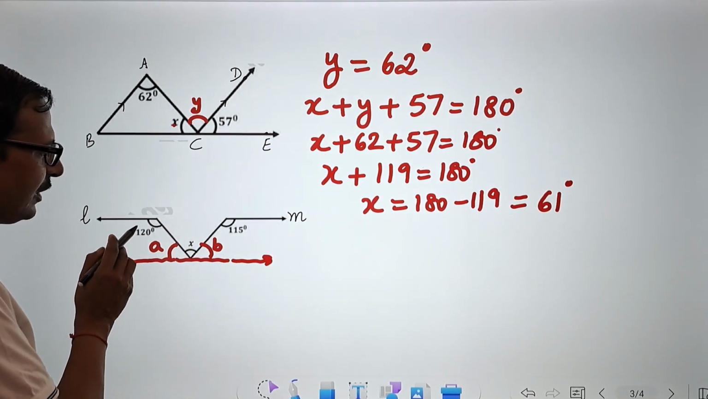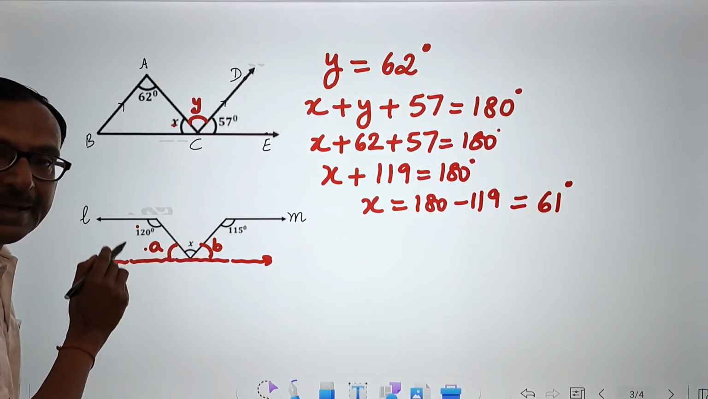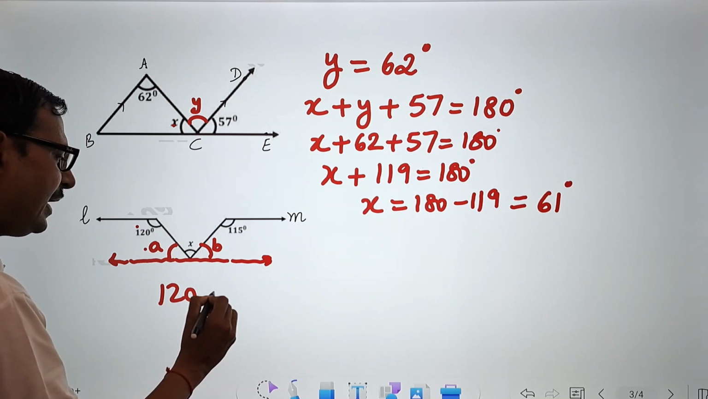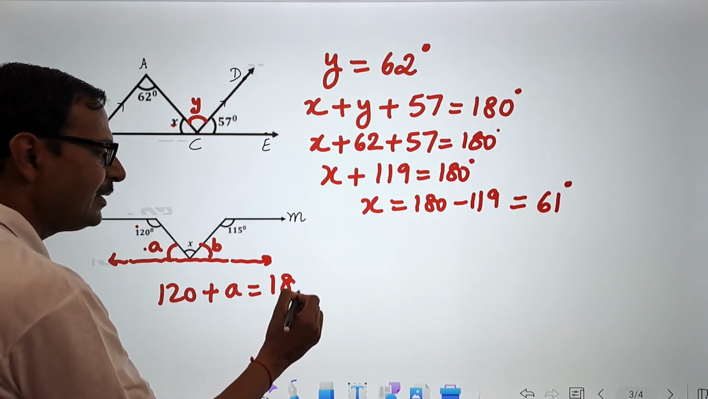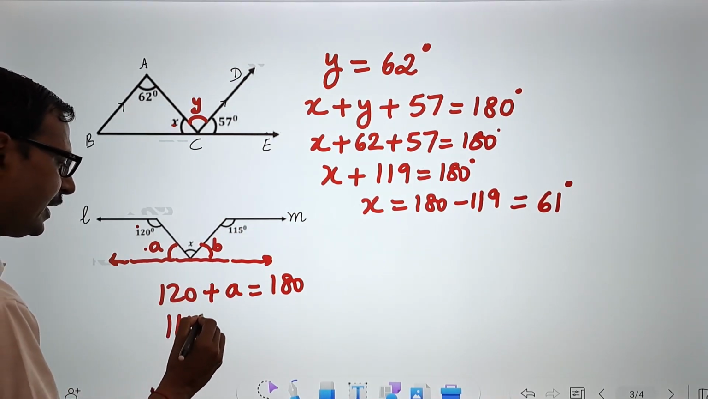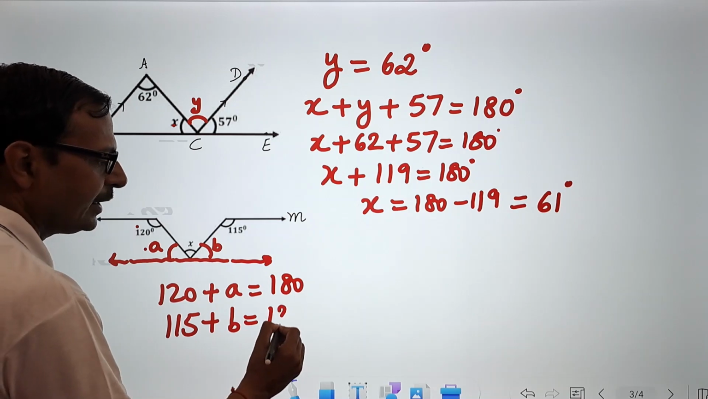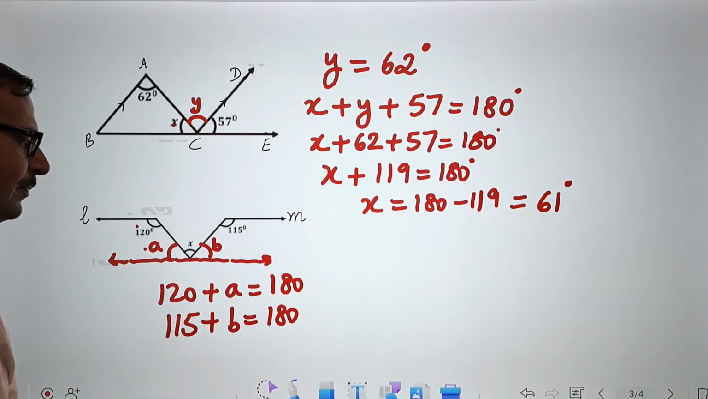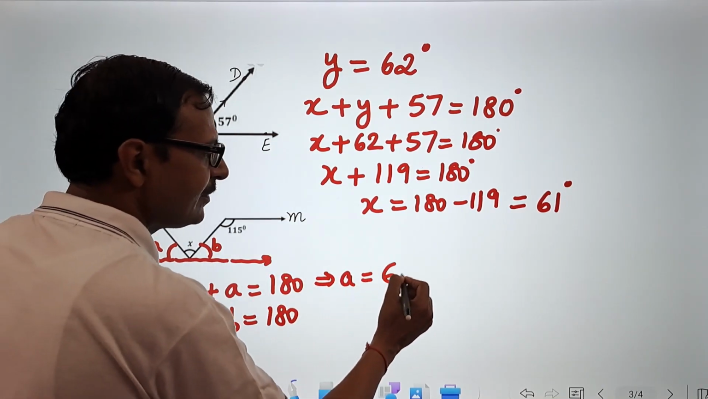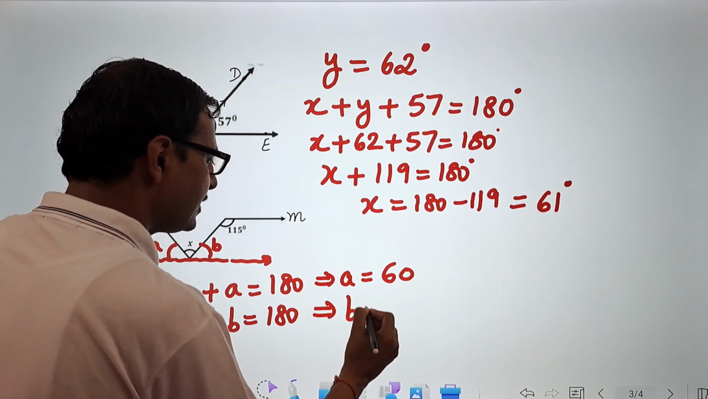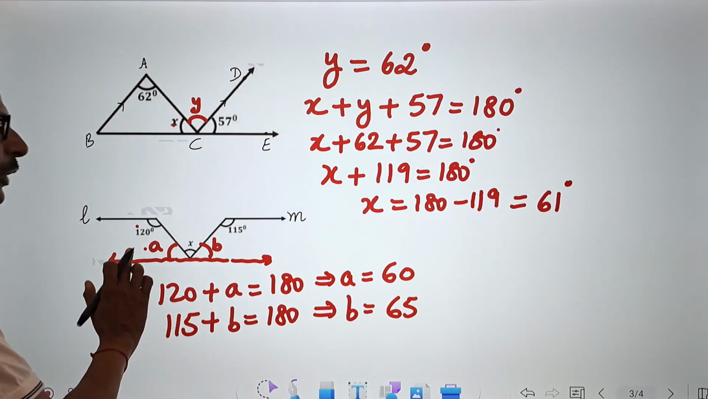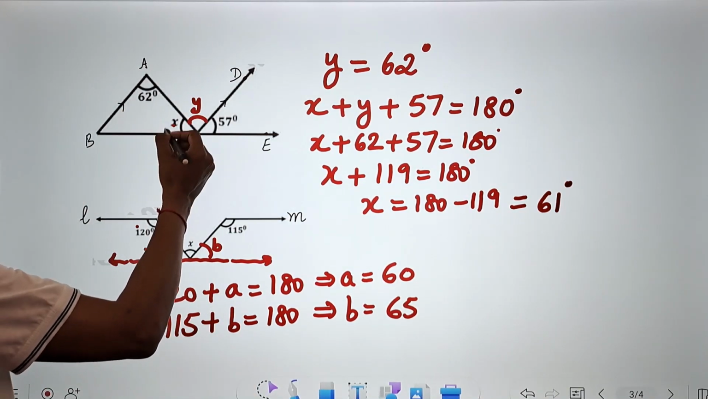So what is the relationship between 120 and A? They are co-interior angles, angles on the same side of the transversal. So 120 and A will add up to 180, and likewise on the other side 115 and B are also going to add up to 180 because they are also co-interior angles. So from here you get A is 180 minus 120, which is 60, and B is 180 minus 115, which is 65.